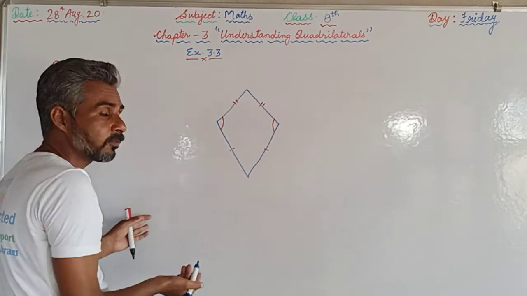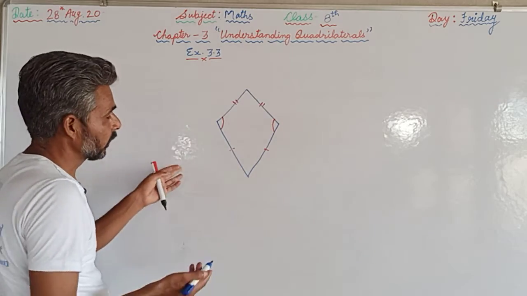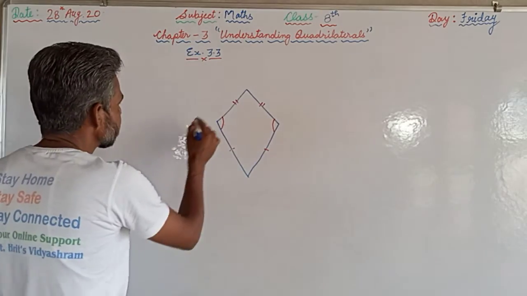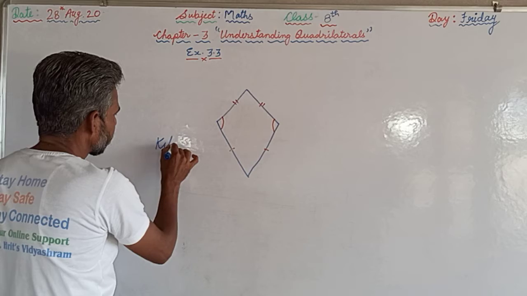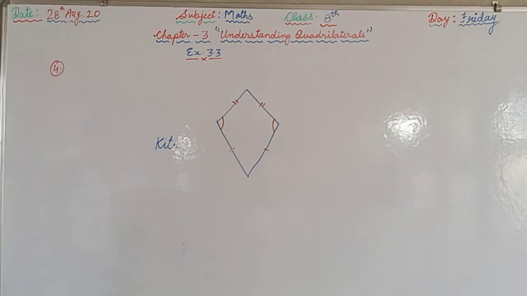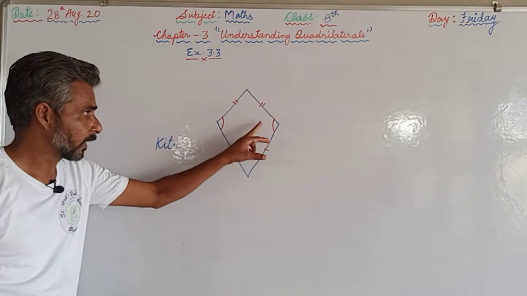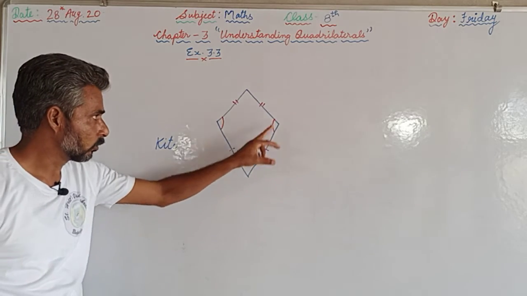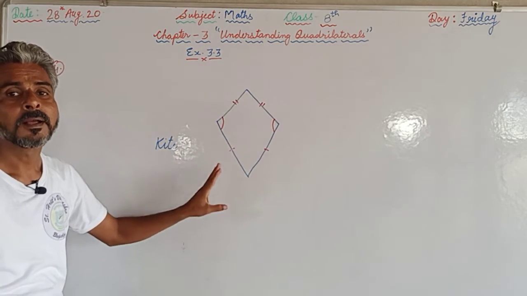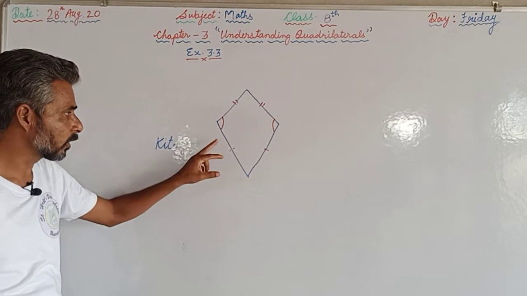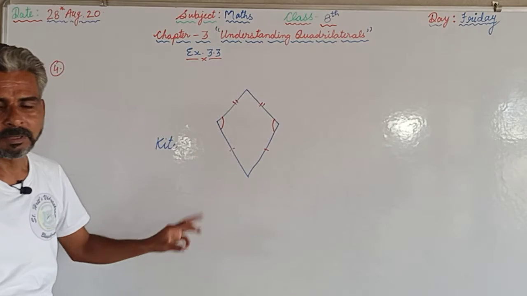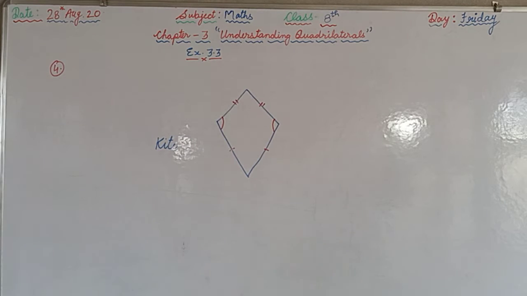So what is the name of this figure? You can see and assess, and you can say the name also, that is the kite. In the kite, one pair of opposite angles is equal, and this is a quadrilateral because it has four sides, 1, 2, 3, 4, and this is not a parallelogram because in a parallelogram the opposite sides should be equal. Here the adjacent sides are equal. So this is the answer of question number 4.